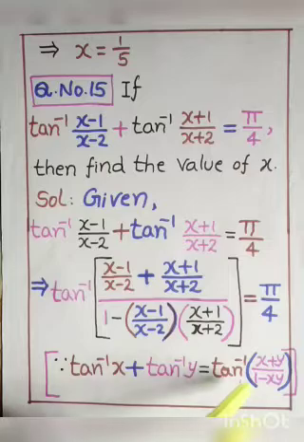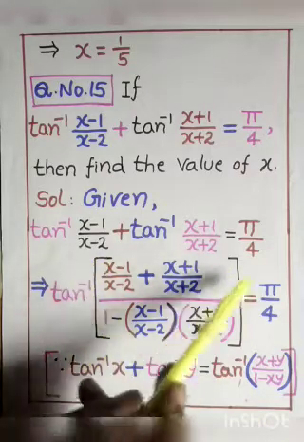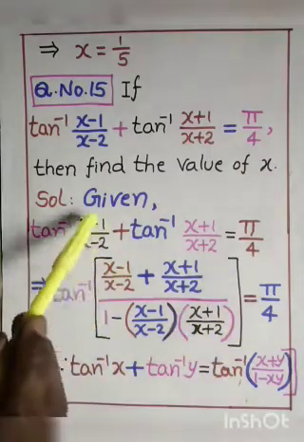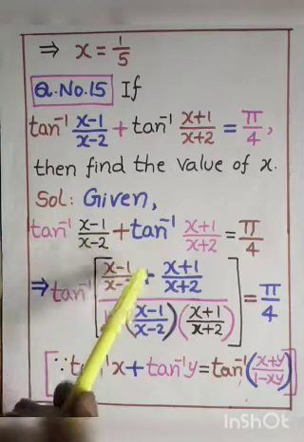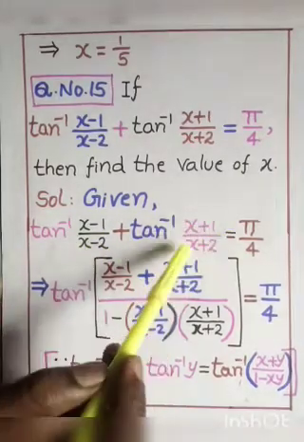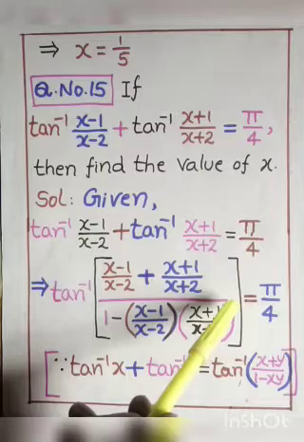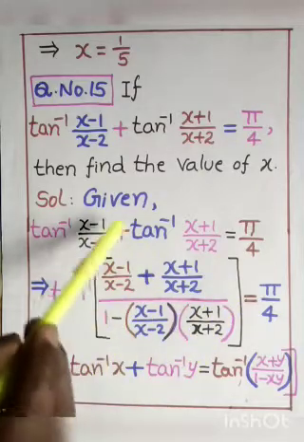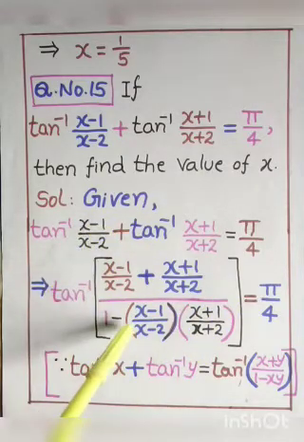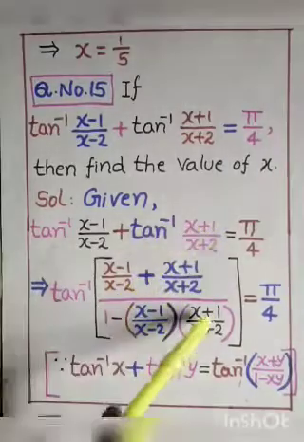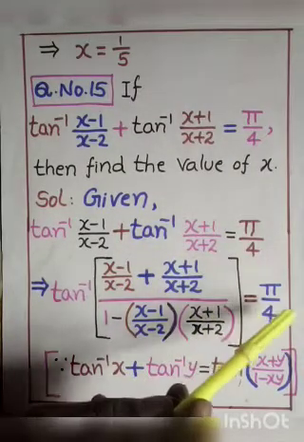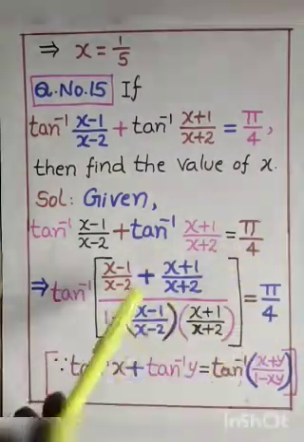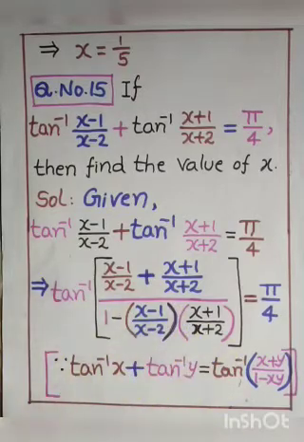So we are using this formula in these brackets. Tan inverse of, x means here (x minus 1)/(x minus 2), plus y means (x plus 1)/(x plus 2), whole divided by 1 minus x means (x minus 1)/(x minus 2) and y means (x plus 1)/(x plus 2), is equal to, we write this pi by 4 as it is. Understood this step, my dear children? Right.